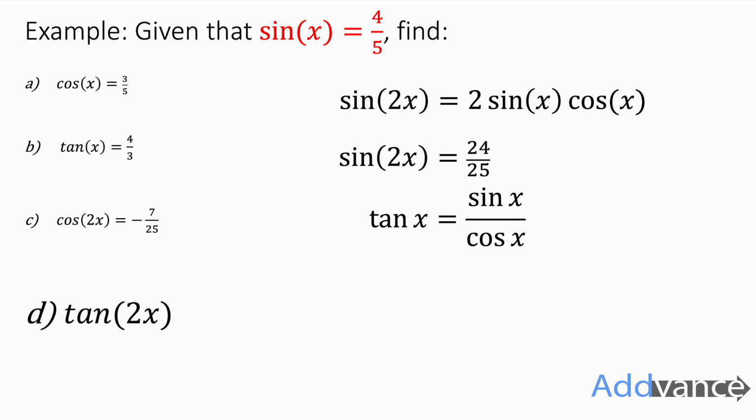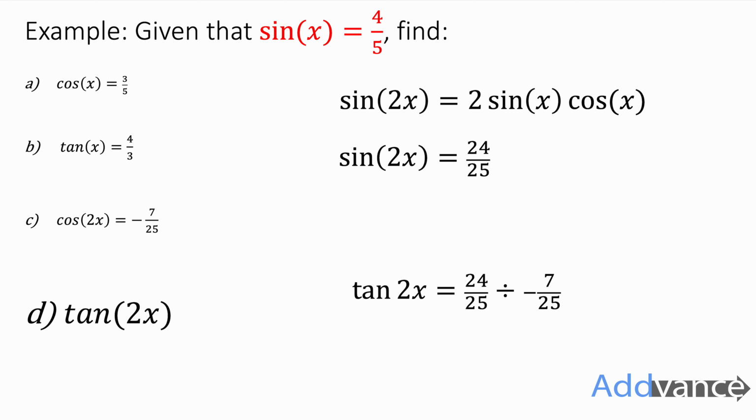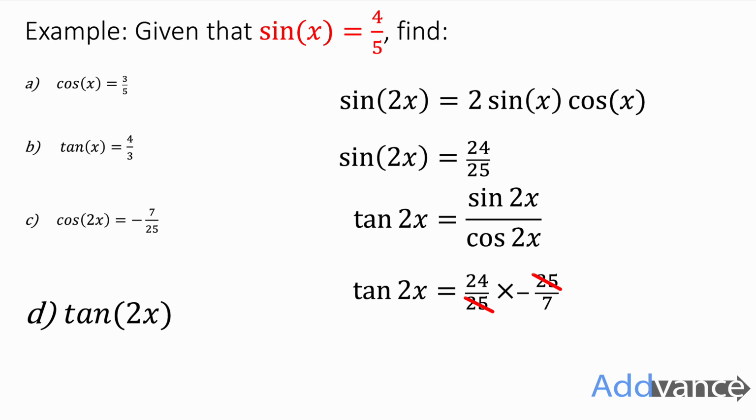Next I can do tan of x is equal to sine of x over cos of x, and that means that tan 2x is the same as sine 2x over cos 2x. And so I can do sine 2x divided by cos 2x and substitute those in. I know sine 2x is 24/25, and cos 2x I've already worked out was minus 7/25. Keep, change, flip again, and the 25 and 25 cancel. Tan 2x is equal to minus 24/7, and that's the final answer.